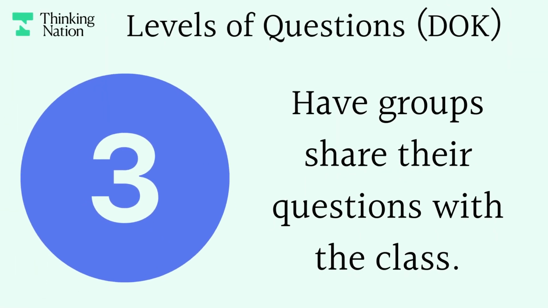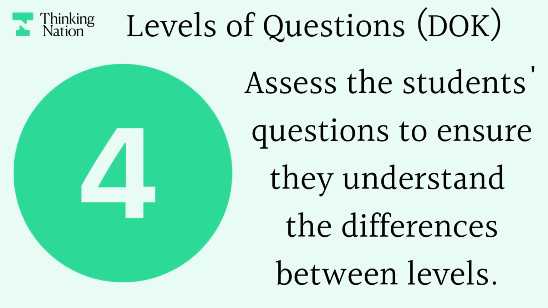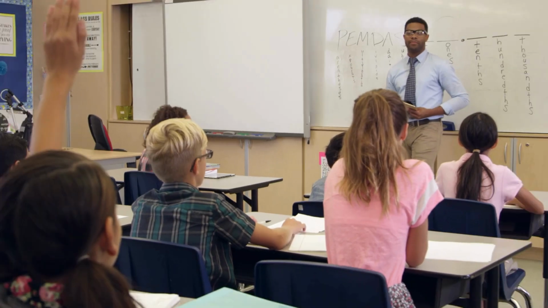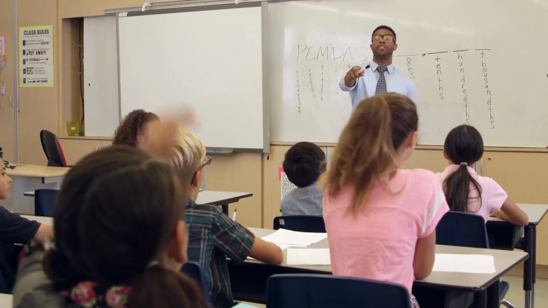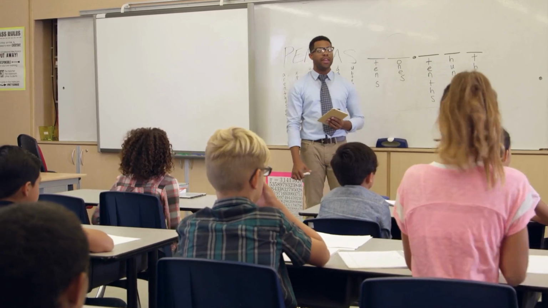3, have students work together to answer their questions as a class. This not only gives students a chance to hear different types of questions, but also allows them to explore various perspectives and answers. 4, assess the students' questions to ensure they understand the differences between the levels. Encourage them to reflect on how asking different types of questions can lead to deeper understanding of the material. This activity not only enhances students' inquiry skills, but also deepens their comprehension and engagement with the historical content.